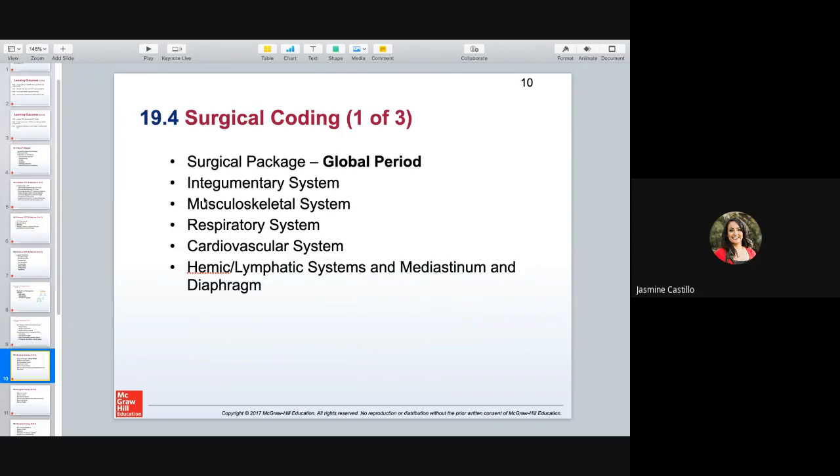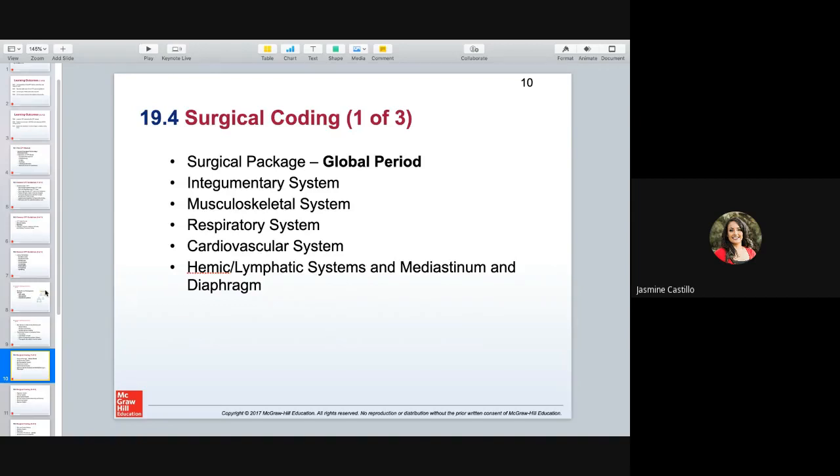And this would be follow-up to take a look at the incision. It would be follow-up to test, again, the lungs, to do a stress test if it's a cardiovascular surgery, check for scarring if it's an integumentary surgery, that type of thing. So depending on even physical therapy, if it's within the 90 days, that is within the global period. It's included in the surgical package. You can only use that surgical code, and it includes the global period or the 90-day follow-up care period.